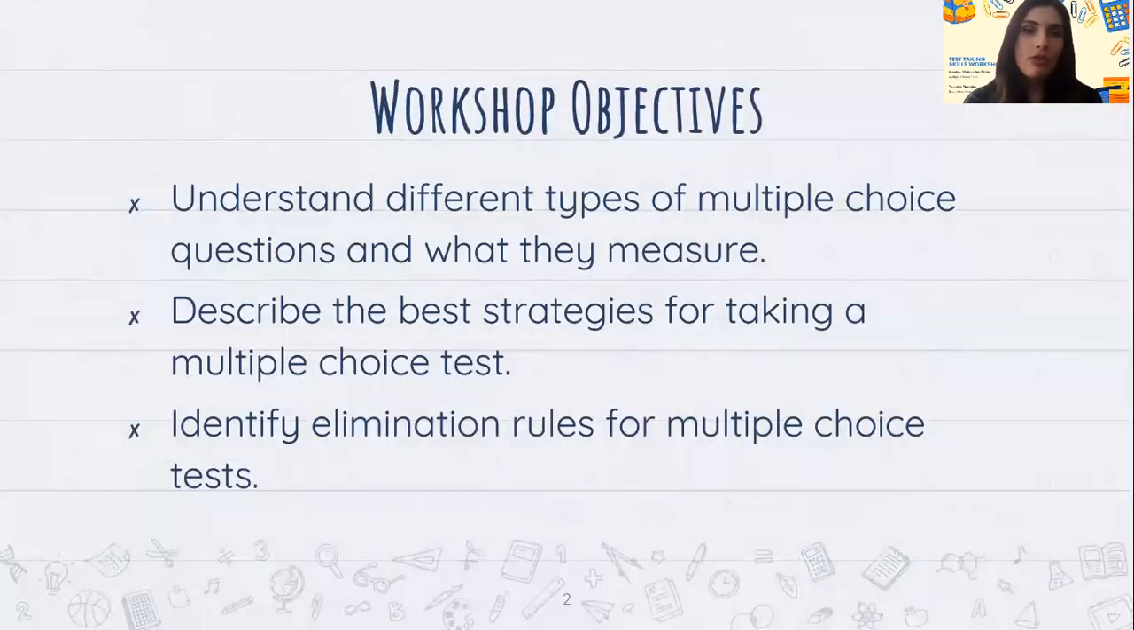So today's workshop objectives are to, one, understand the different types of multiple choice questions and what they measure. So we're going to look at all of the different kinds of questions that you could be asked. We're going to describe some of the best strategies for taking those sorts of tests. And then we're going to talk about something called elimination rules for multiple choice tests. We're going to identify all of those rules, and this is how you can eliminate certain choices so that you can select the correct answer.